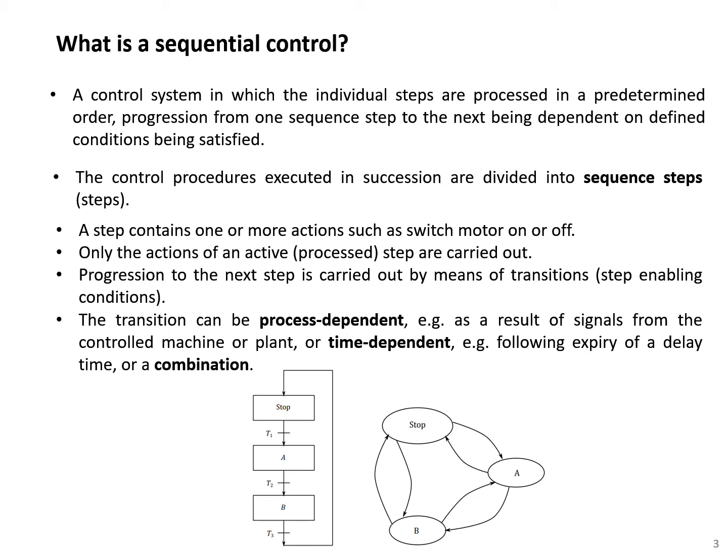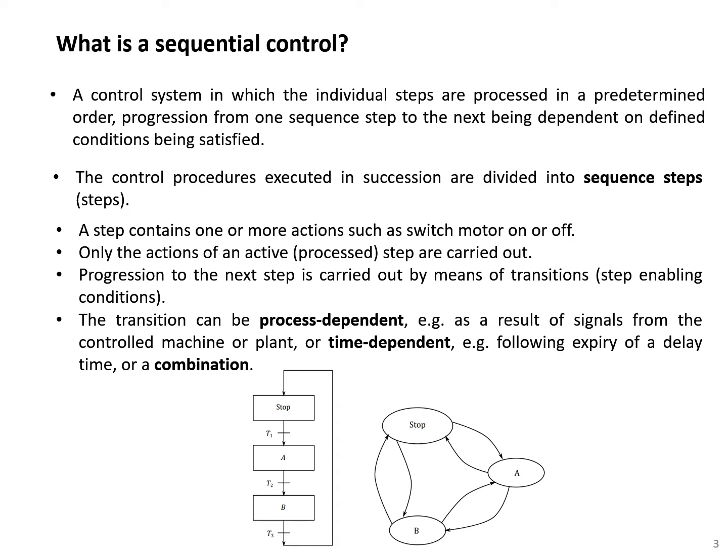The control procedures executed in succession are divided into sequence steps. So these are steps, and all of these steps will make a full procedure. A step contains one or more actions, such as switch motor on or off. Only the actions of an active step are carried out.